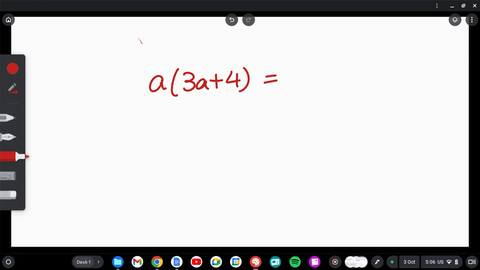You need to rainbow like that. So you get 3a squared plus 4. Like that. Easy. So basically this is just it. Distributive law. And if I put minus, it will still be the same. Just change the sign.